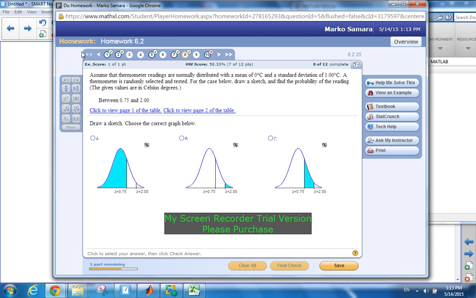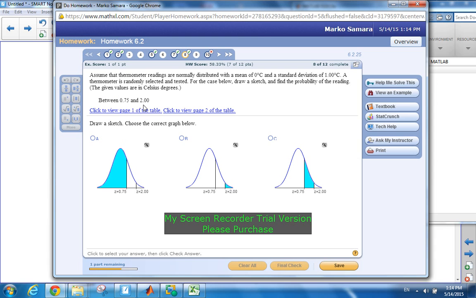Number 8. Assume the thermometer readings are normally distributed with a mean of 0 and standard deviation of 1. A thermometer is randomly selected and tested. For the case below, draw a sketch and find the probability of the reading. The given values are in Celsius degrees. So what's the probability of getting a number between 0.75 and 2?